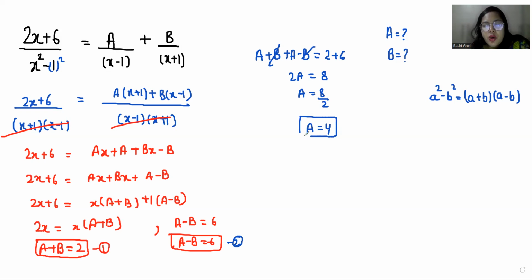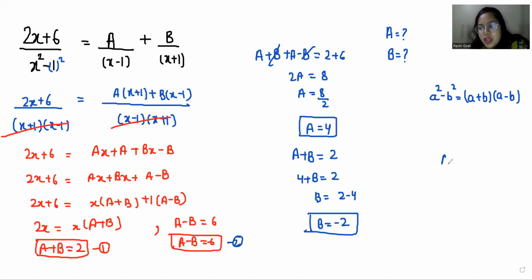Now you can put the value of a either in equation number 1 or in equation number 2. So a + b equals 2, 4 + b equals 2, b equals 2 − 4, that is −2. So the value of a is 4 and b is −2.